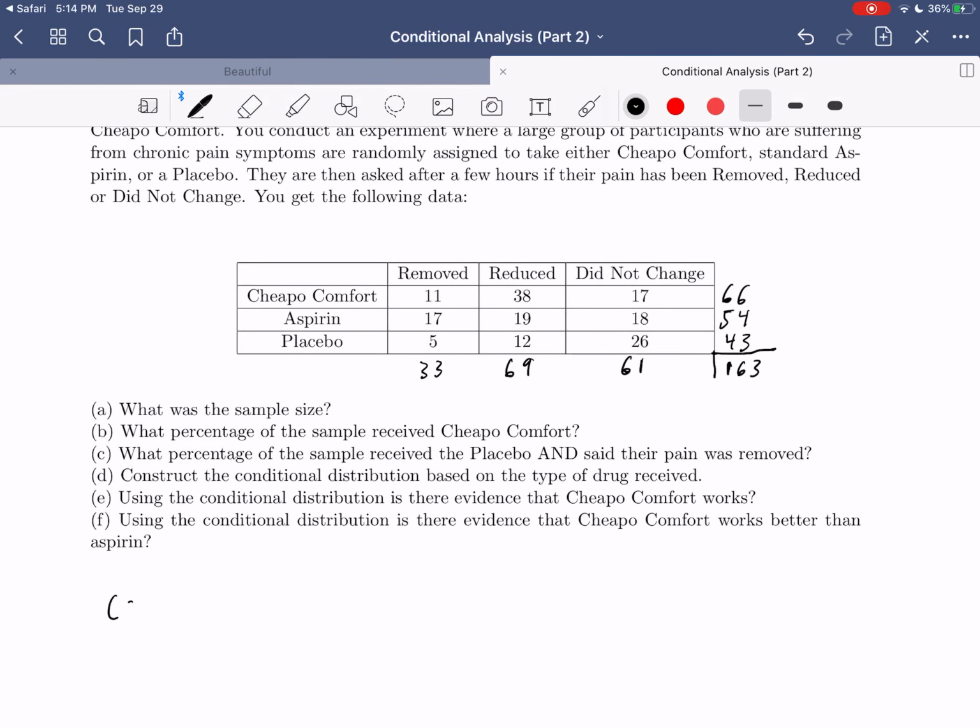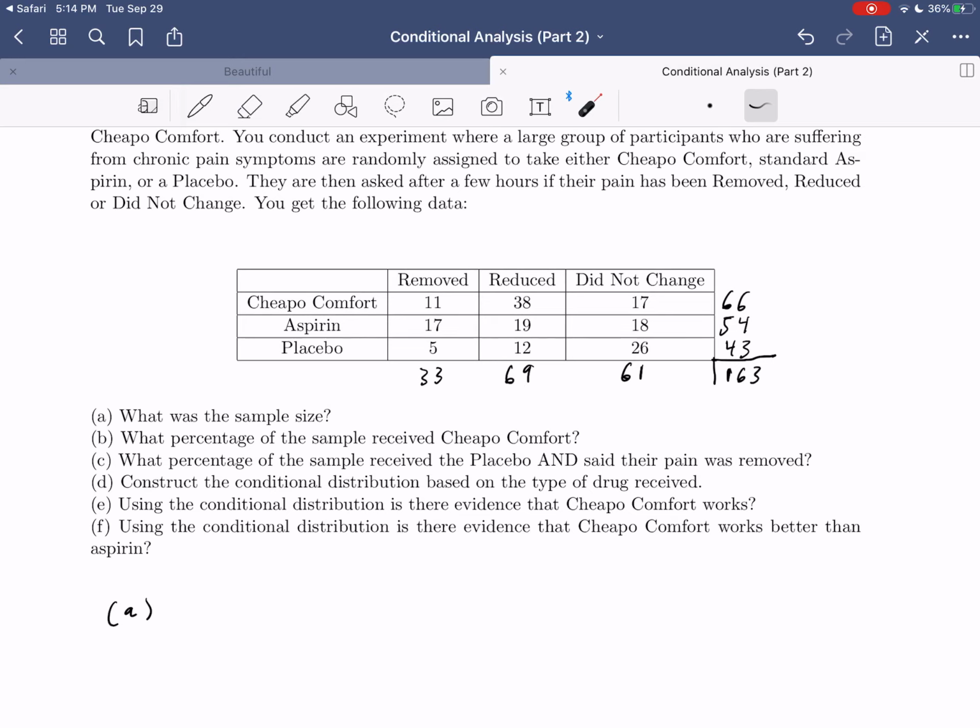So for part A, we want to know what is the sample size. Well, we know that the table total is the same there. So the sample size here was n equals 163. So apparently we had 163 people participate in this experiment, taking either Cheapo Comfort, aspirin, or placebo. So our sample size, 163 right there. All right, let's go ahead and see here.